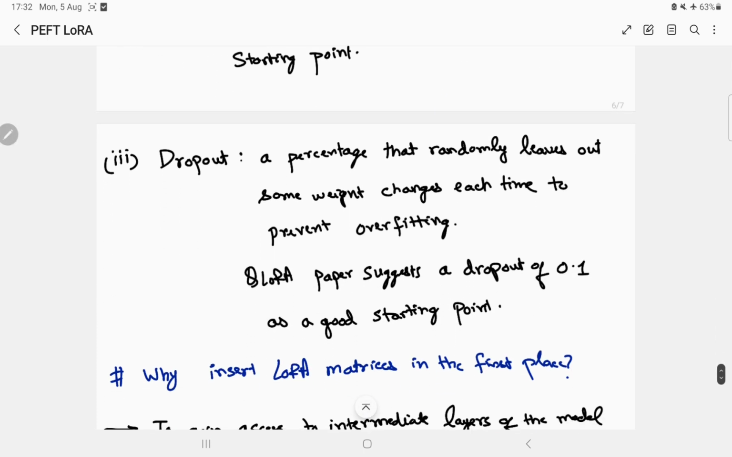And then of course there are standard hyperparameters like the dropout ratio, and the dropout here is similar to the one that you use in an artificial neural network. That basically is a percentage that randomly leaves out some weight changes each time to prevent overfitting. And again, you could experiment with different values of dropout, but the paper suggests that 0.1 might be a good starting point.